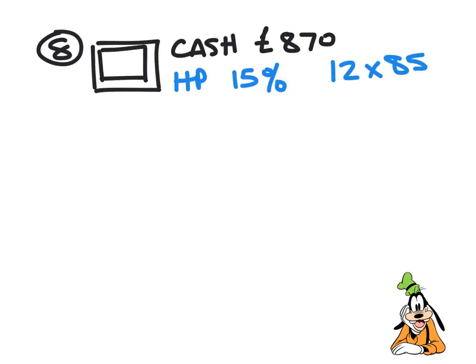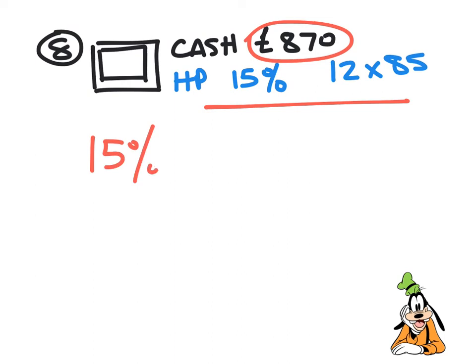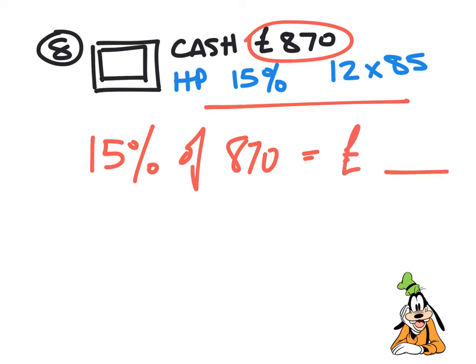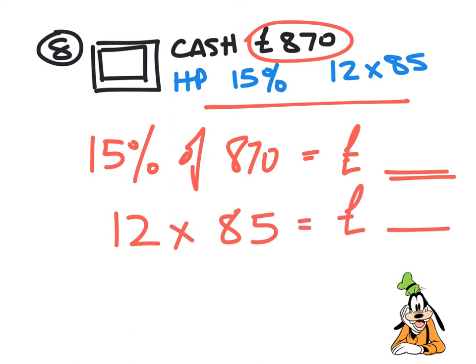And then the last question, Emma Chiswick bought a TV. It's £870 cash, or she could buy it on hire purchase. So the hire purchase price is 15% of 870. Now you should be able to work that out, get an answer. Then she has to pay 12 lots of £85, get that as an answer, and then add these two answers together to get the hire purchase price.